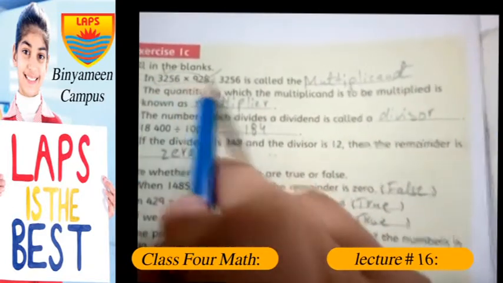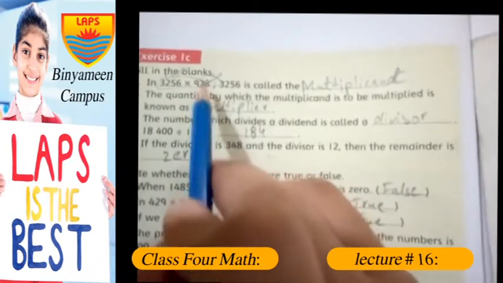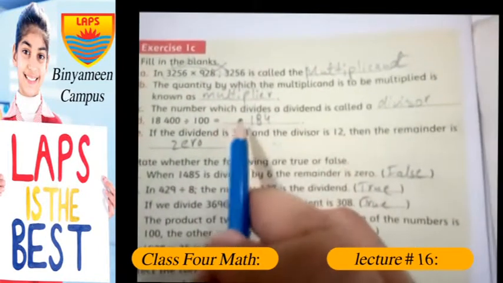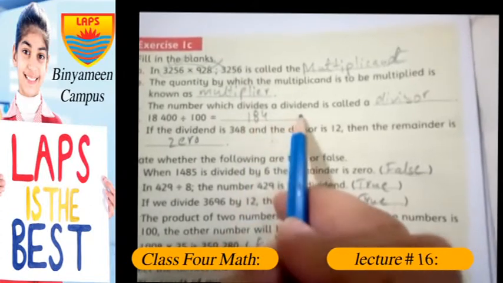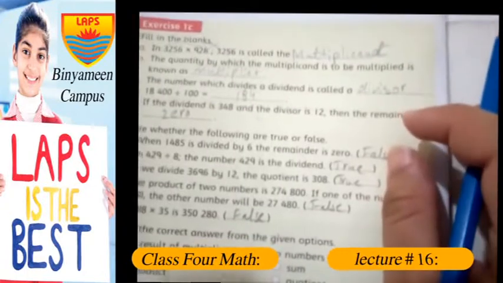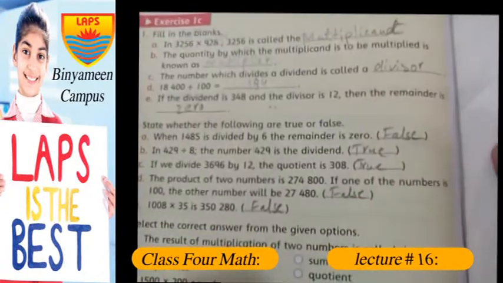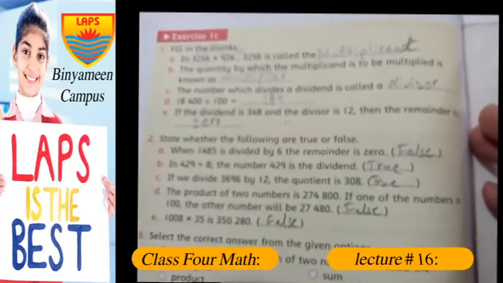If we take this quantity as an example, this one is multiplicand, and the number which multiplies it is called multiplier. The number which divides a dividend is called a divisor. Now for division we have four different values here. The first one is dividend, divisor, quotient, and then remainder.